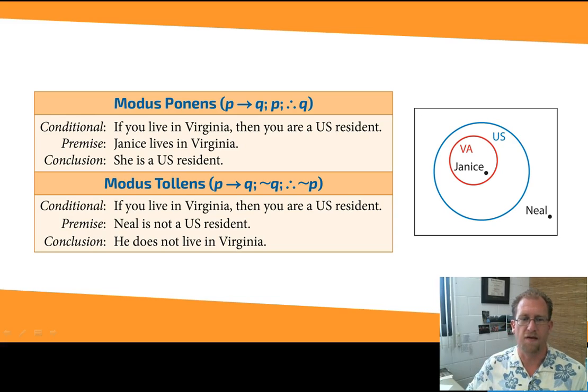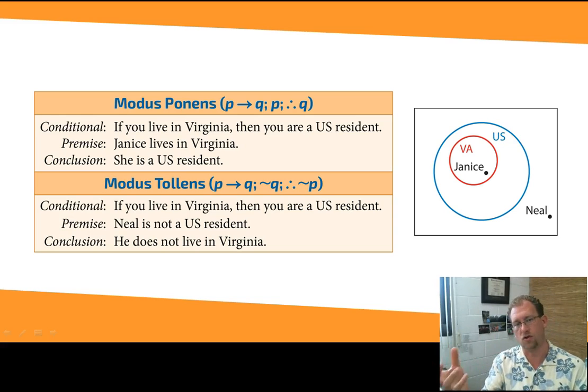Here we go. If you live in Virginia, you are a U.S. resident. That's the conditional. You can use the modus ponens to then say, well, if I have the hypothesis, then I have the conclusion, right? So Janice lives in Virginia. Therefore, she's a U.S. resident, right? That's the modus ponens. It's a conditional statement. I have the hypothesis, therefore I also have the conclusion.